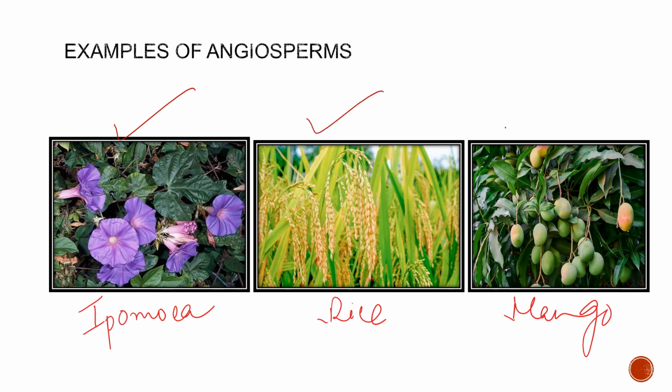Next comes rice and mango. These are very common plants. Rice is a monocot, whereas mango is a dicot tree. These all have seeds enclosed within fruits, and they have cotyledons, monocot or dicot, that is seed leaves inside. But gymnosperms do not have cotyledons; they have endosperms, which store food for the baby embryo for future use. So this is the major difference between angiosperms and gymnosperms.